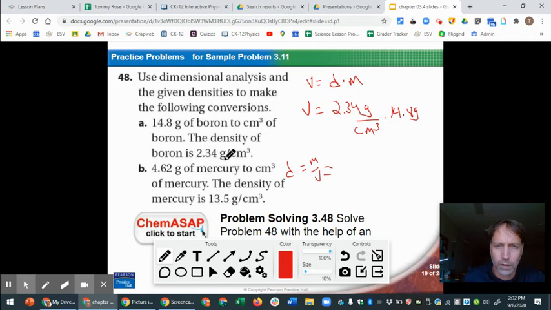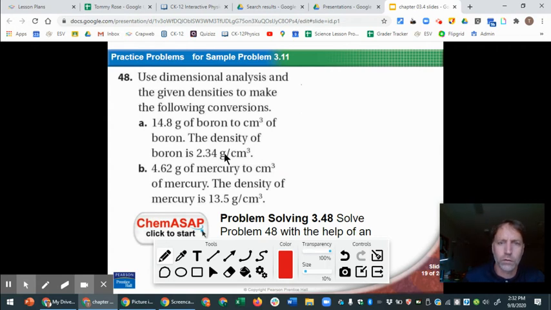If density equals mass over volume, I'm going to have to multiply each side times volume. And then this is going to be mass divided by density. So I was wrong, and I'm going to clear all that again. I made a mistake on the screen. So my volume is going to be mass divided by density. There we go. I think that's going to work out for us now. So 14.8 grams divided by 2.34 grams per centimeter cubed.